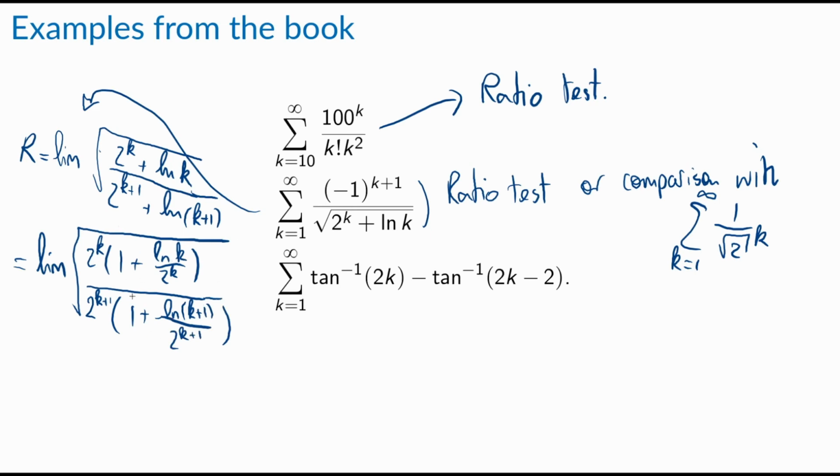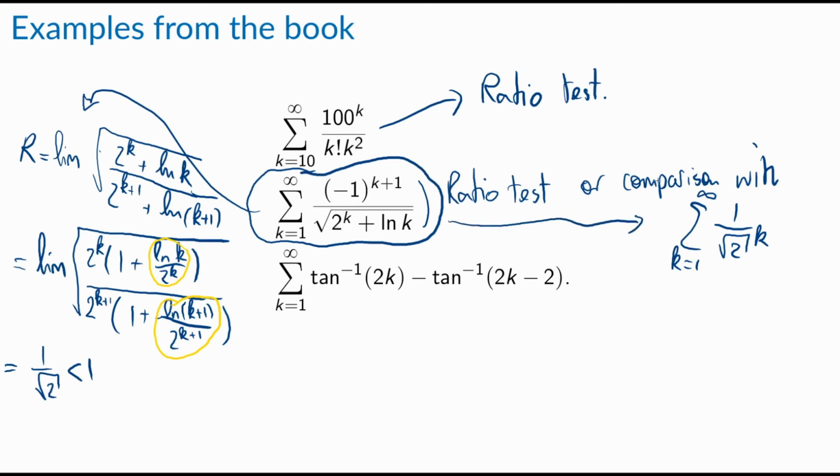And, okay, either using L'Hopital's rule or just knowing it, right, natural log of k grows more slowly than this 2 to the k, so that guy goes to 0, and that guy goes to 0, and that limit is equal to 1 over root 2, which is less than 1. Right, so this series right here converges in one of two ways. We can either do the slightly painful ratio test, or we can do a direct comparison test with this guy.